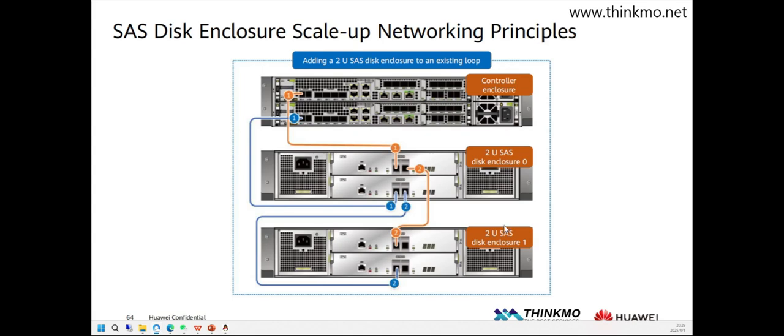Next, let's discuss in detail the specific principles of our network setup. First, the primary principle is the port correspondence principle. Within the same loop, the downstream port of the upper-level disk enclosure should connect to the upstream port of the next level disk enclosure. It means they need to be connected front and back.